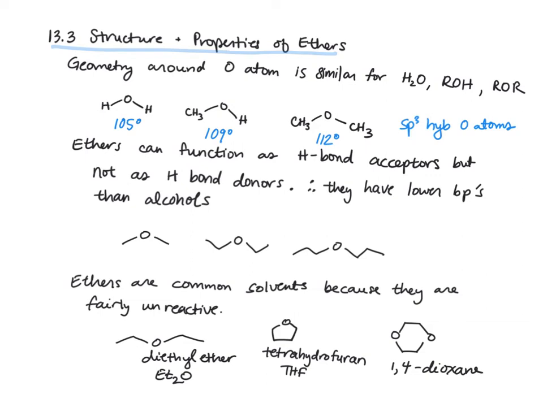Ethers can function as hydrogen bond acceptors, but they cannot function as hydrogen bond donors. Therefore, they have lower boiling points than alcohols, which can both donate and accept hydrogens in hydrogen bonding. Their boiling points are pretty low at minus 25 degrees C, 35 degrees C, and 91 degrees C.